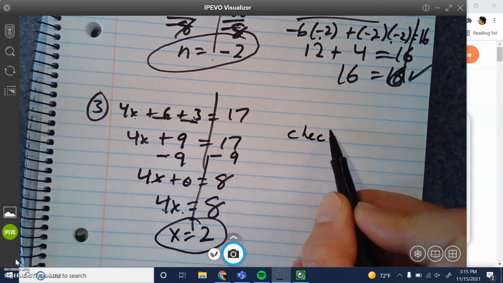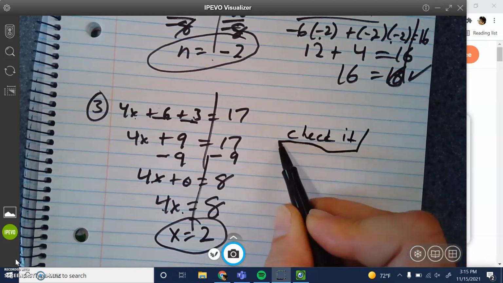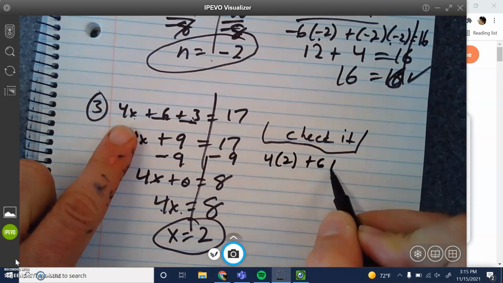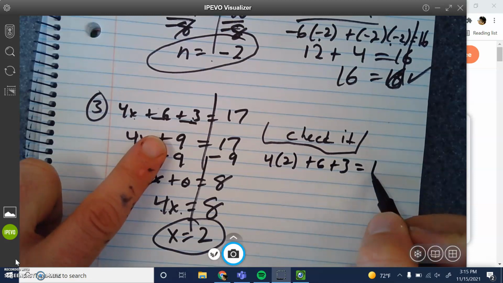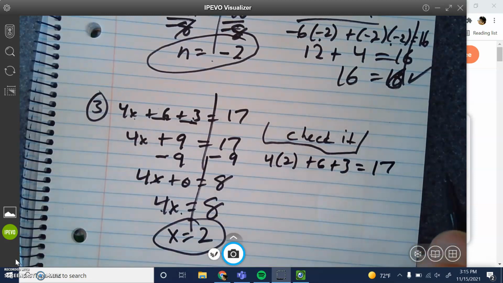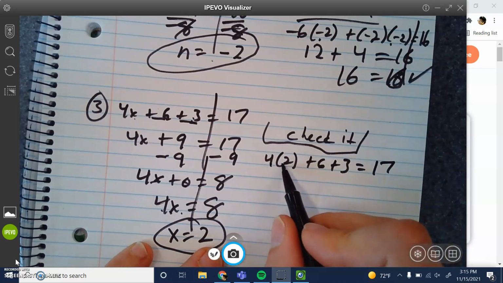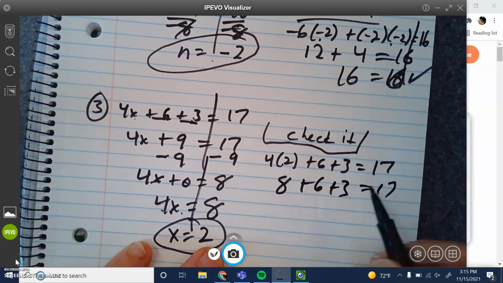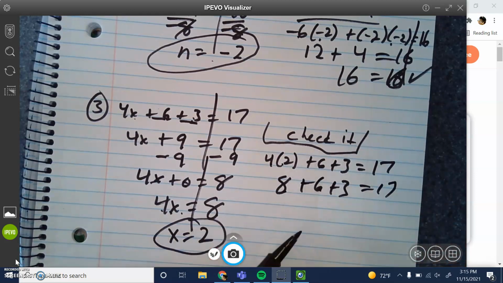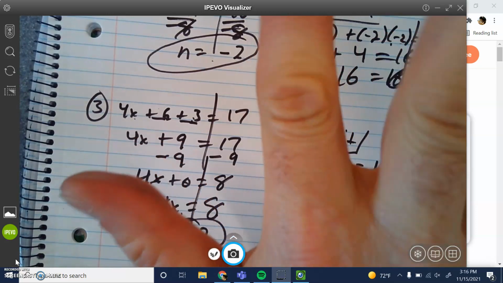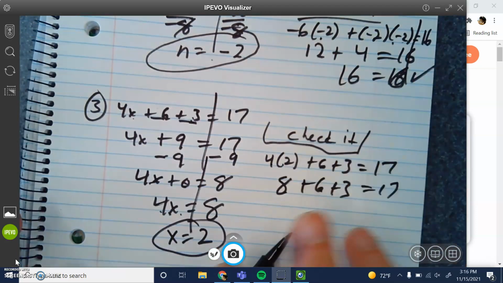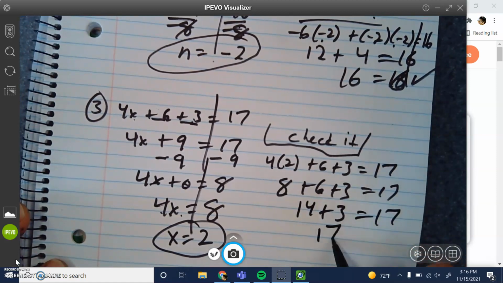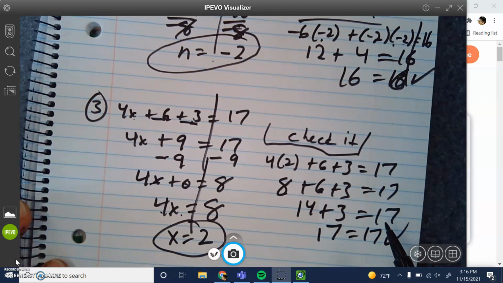Check it. If you got it right, you got to check it. 4 times 2 plus 6 plus 3 has to equal 17. Let's see if we have it. 4 times 2 is 8. Plus 6 plus 3 equals 17. 8 plus 6, 9, 10, 11, 12, 13, 14. 14, count on my fingers. 14 plus 3 is 17. 17 equals 17. Got it. X equals 2.